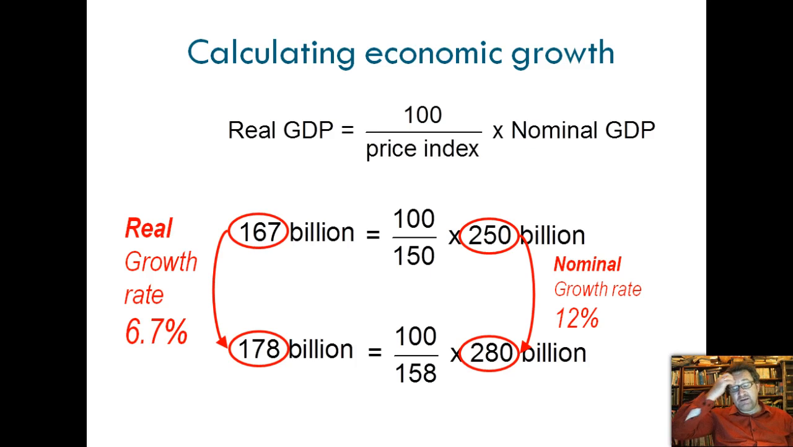So you can clearly see those growth rates are different. The real growth rate of 6.7% is telling us how much output has increased by from one year to the next. The nominal growth rate is telling us how much output has gone up by and prices have gone up by together. Alright, so we're really interested in the real growth rate, how much output has risen by.